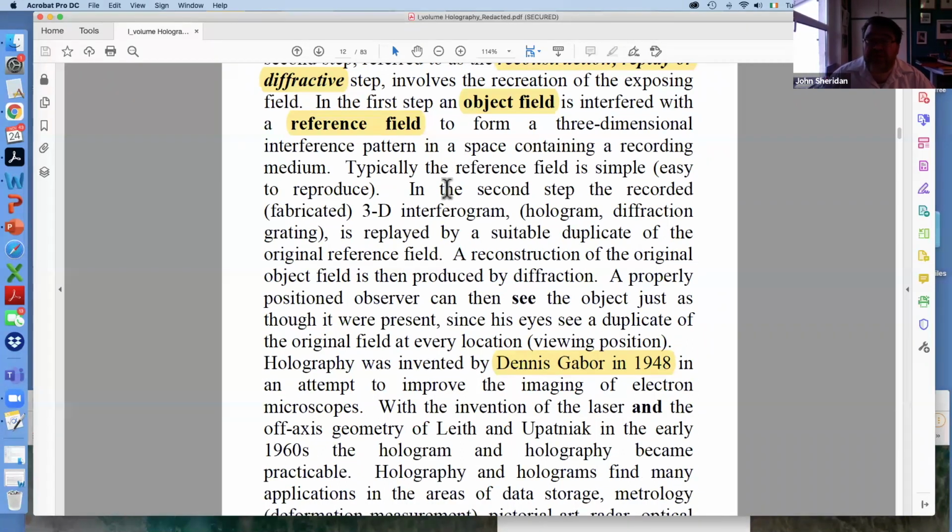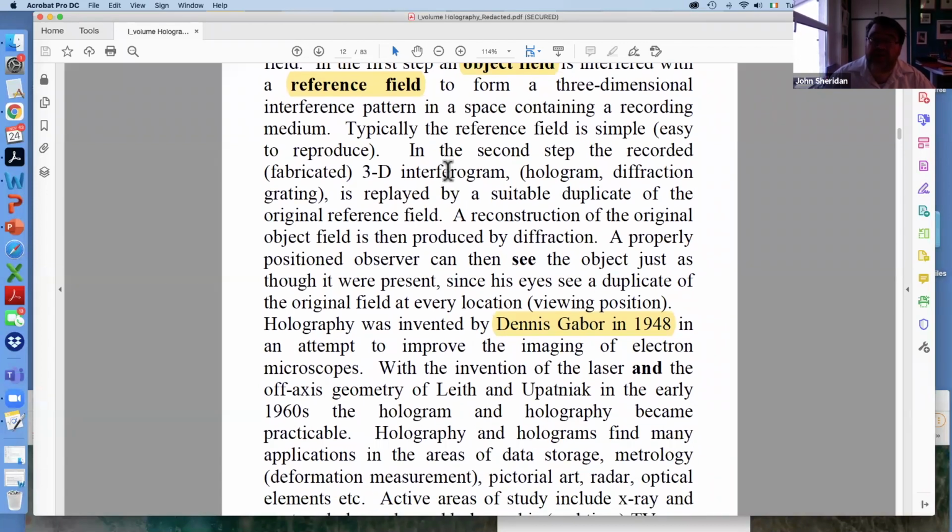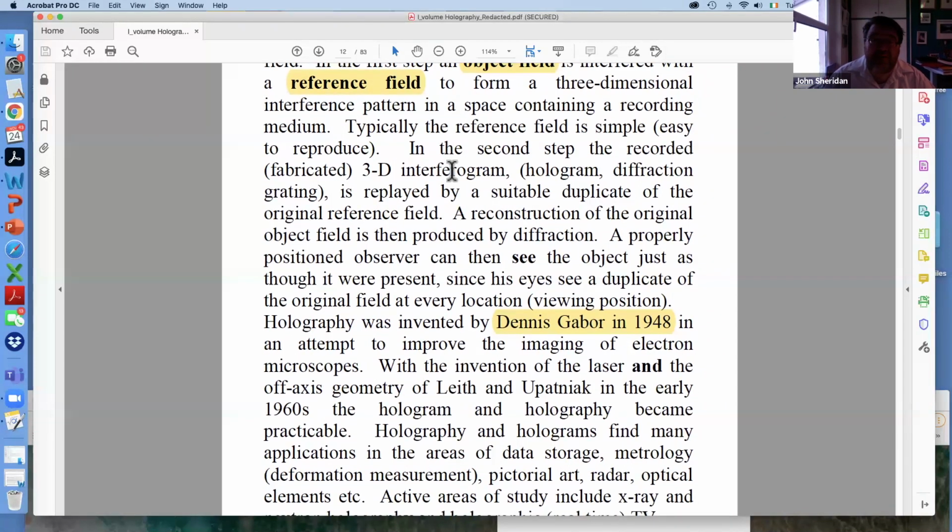Typically, the reference field is simple. It's easy to reproduce, so it may be a plane wave. All it's doing is being collimated and coming straight from the laser. But it doesn't have to be. It could, in fact, be more complicated. Many people use, for example, spherical waves as a first step, but it could be something else. It could be, for example, a key, which is encrypting the data in the hologram. In the second step, the recorded or fabricated 3D interferogram, the hologram, the diffraction grating, is replayed by a suitable duplicate of the original field.